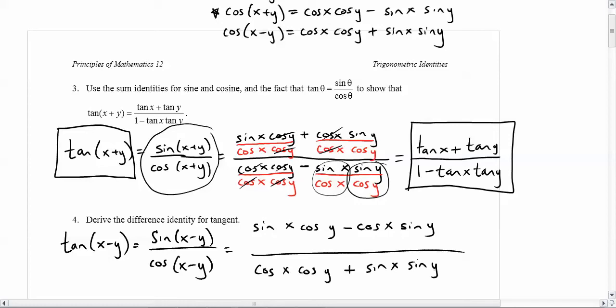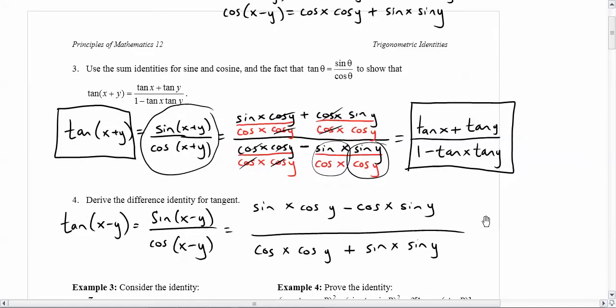Maybe I'll try the same trick as before. So I'll take this one on the bottom left and I'll just divide it by itself. And then I'll do that to every single term.